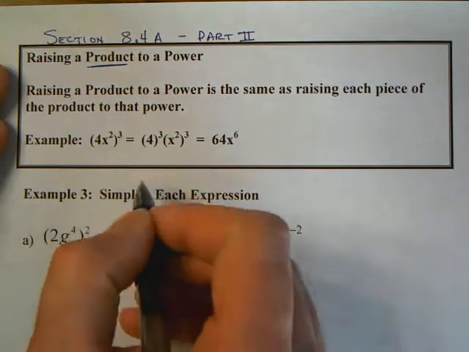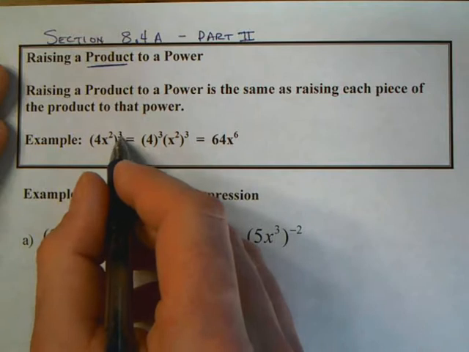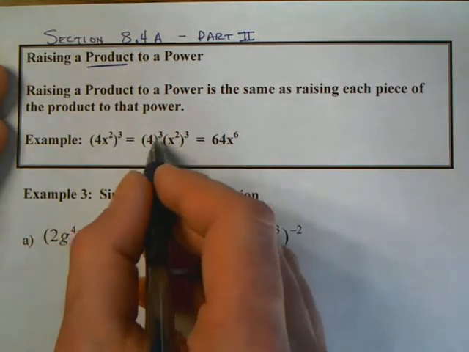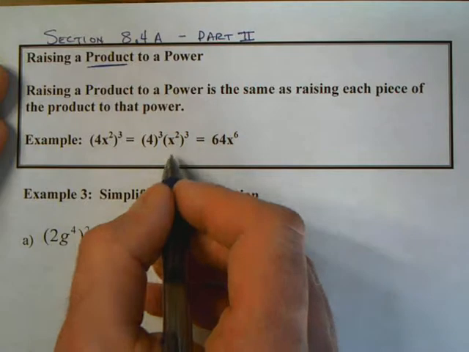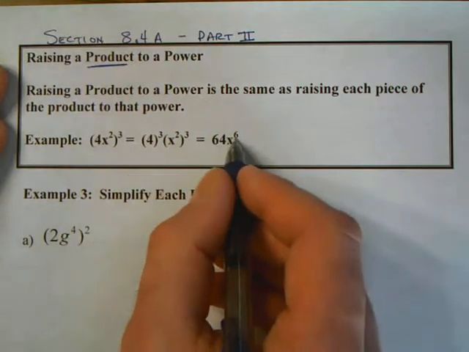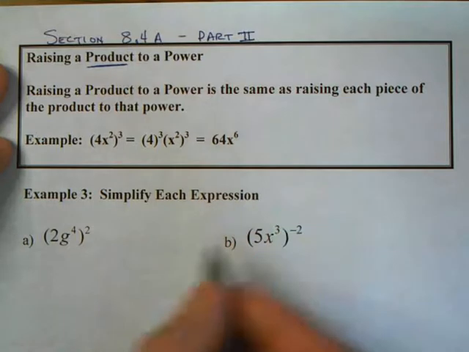(4x squared) to the third power. Well, I'm going to distribute the power of 3 to both parts. Notice I put both of the interiors in parentheses here: 4 cubed and (x squared) cubed. Well, 4 cubed is 64, and a power to a power you multiply, so that's x to the 6th.